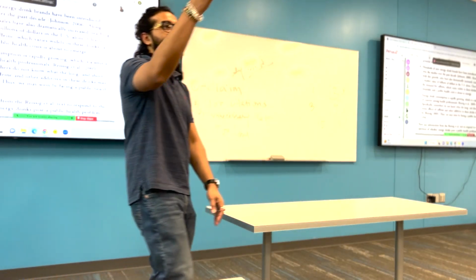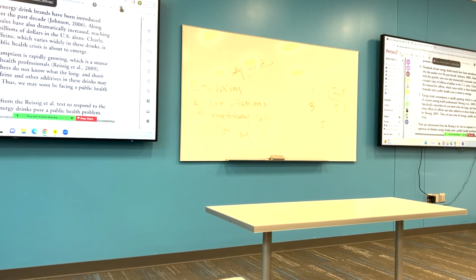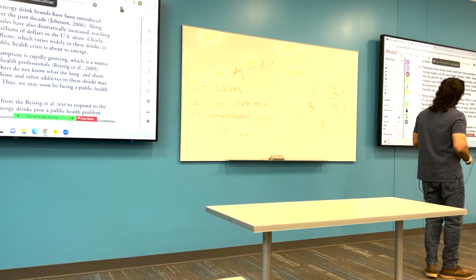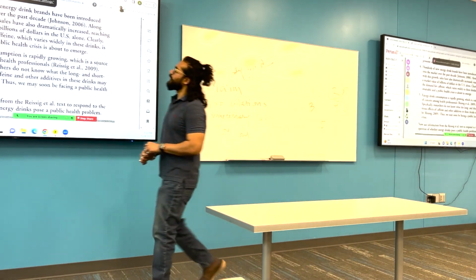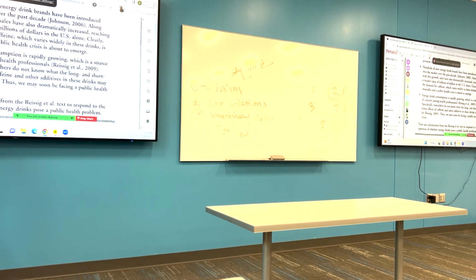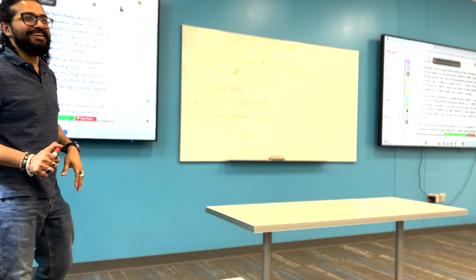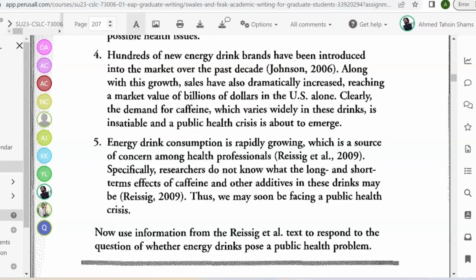The final group, you liked the fourth one, right? Go on with the positive or negative things that you want to highlight. Okay, so we have: hundreds of energy drinks have been introduced in the market, along with this growth. Clearly the demand for caffeine, which varies widely in these drinks, is insatiable. A public health crisis is about to emerge. There is a visible problem in this problem statement. Can anyone say what it is? Should I repeat? There is a visible problem in the problem statement.